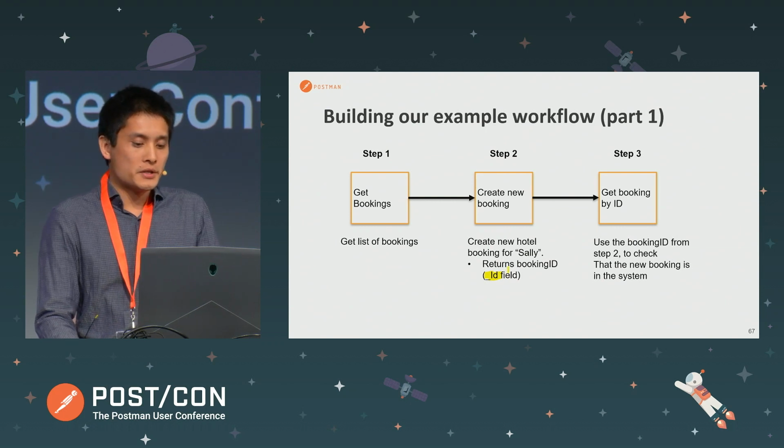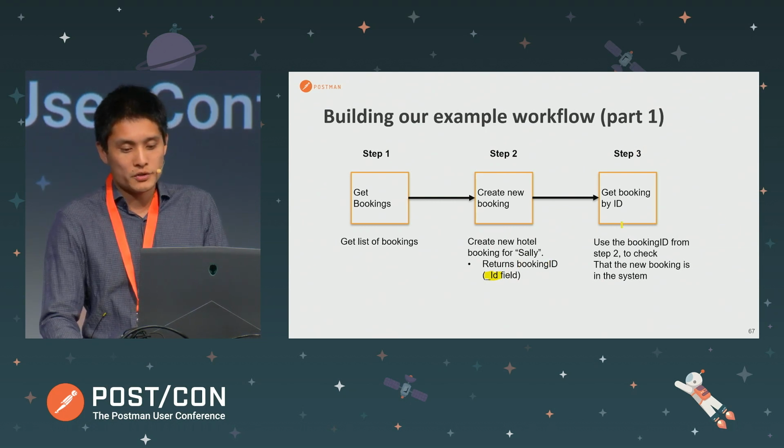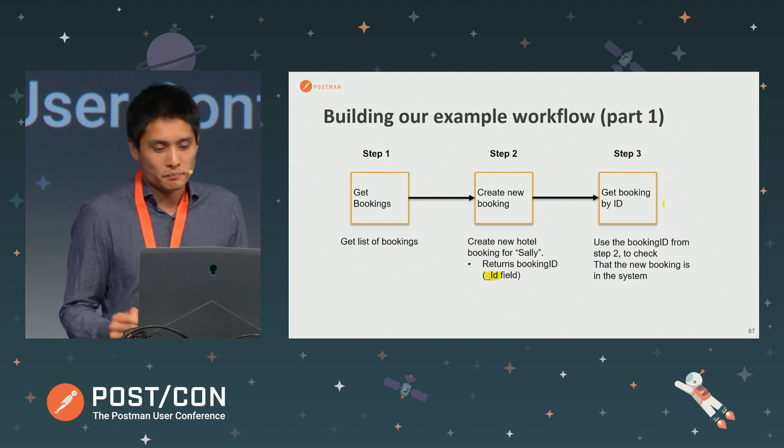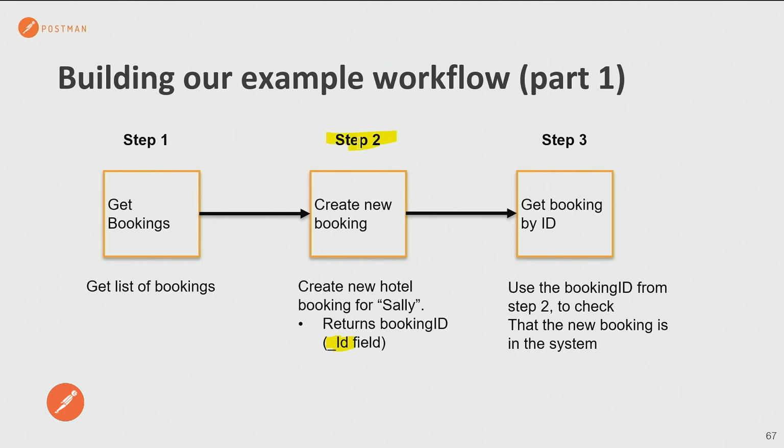We want to then save this booking ID value, and in step 3, we want to look up that booking ID. So what I just created, I want to do a search for that booking based on the ID number. So what we're going to observe here is that part of the output of step 2 is going to be used as input for step 3. This is the first half of the workflow. There's a couple of different parts to this, but we'll start with this half.